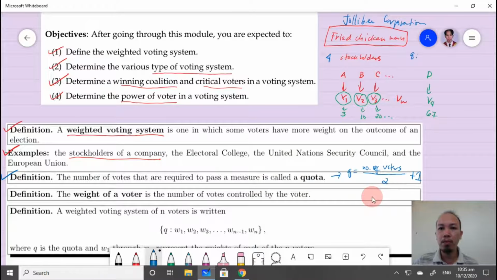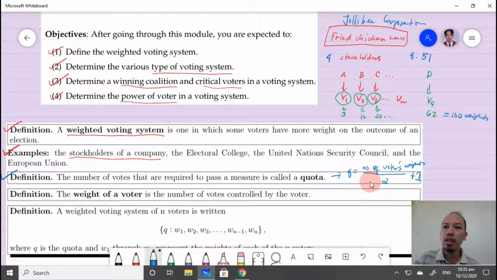Actually, it is not the number of voters, it is the number of voter weights, divided by 2. In this example, the total is 100 weights. So 100 divided by 2 is 50, plus 1, we have 51. This is the quota.